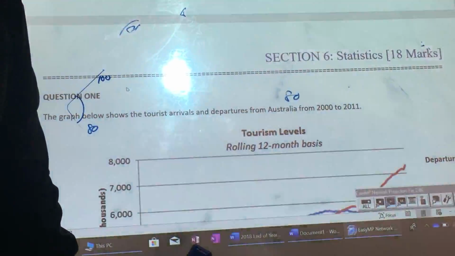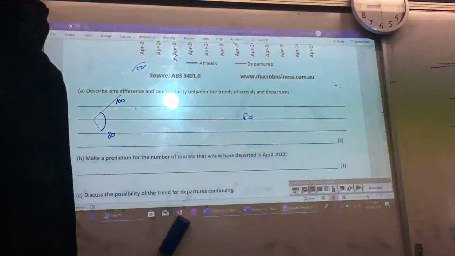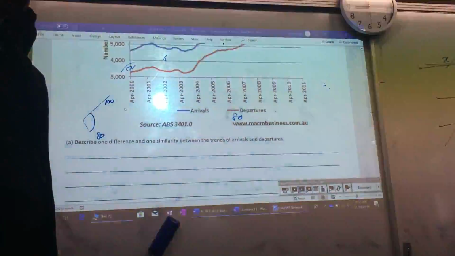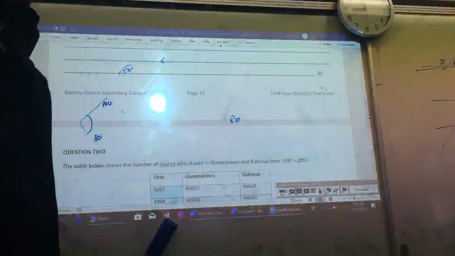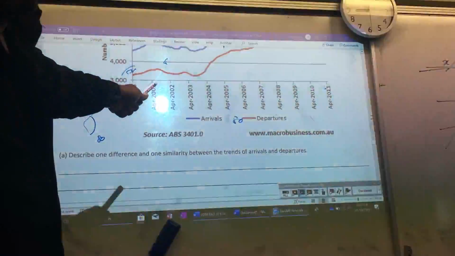Okay, then statistics, guys, should not be that hard. You could just read the graphs and see what's happening. I won't spend much time on that. You could say that the general trend over here is increasing.